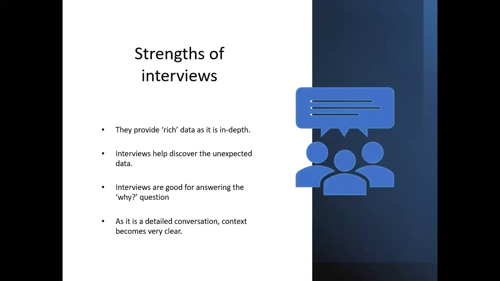Interviews are good for answering the why questions, the questions which involve the word why. So it's good to answer these kinds of questions through interviews. And as it is a detailed conversation, context becomes very clear. Because an interview is a detailed conversation, our topic becomes clear to us. Next.